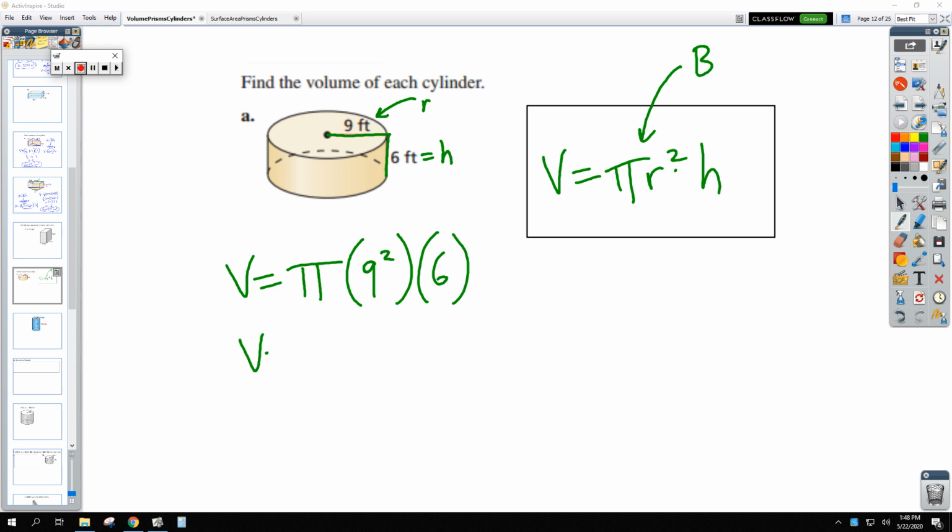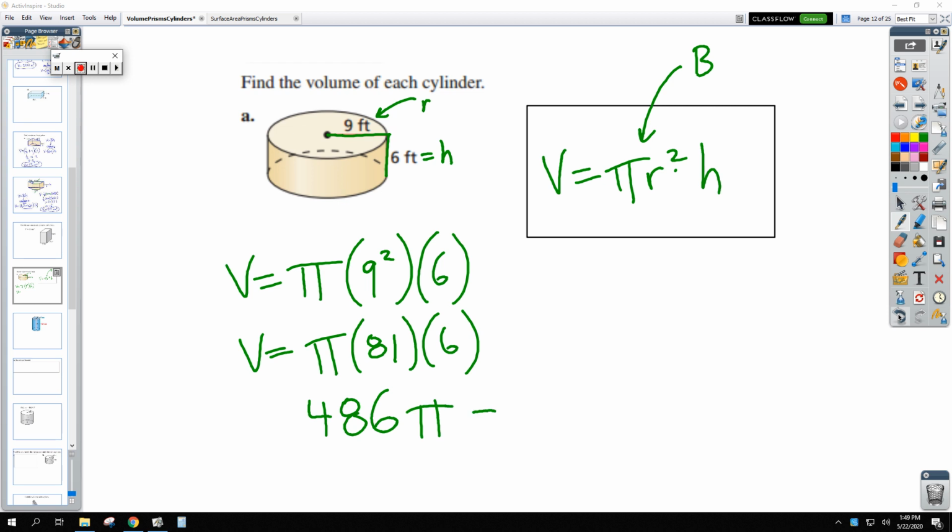Let's work this out. That's going to be pi times 9 squared times 6. I'm going to go ahead and multiply 81 times 6 on my calculator here. 81 times 6 is 486. But now we still need to multiply 486 times pi. Again, I'm going to use the pi symbol on my calculator. So times pi gives us an answer of 1,526.81. If we round correctly, we're just going to leave it at 1,526.8.